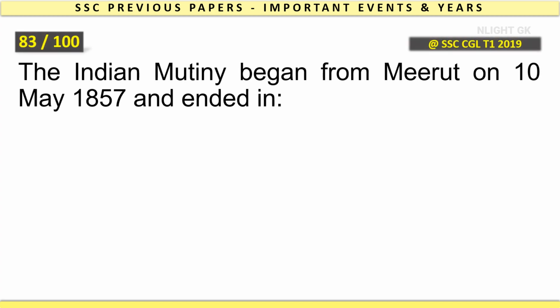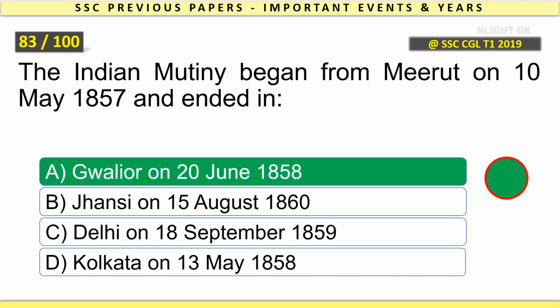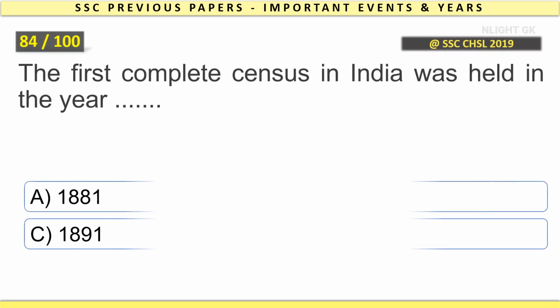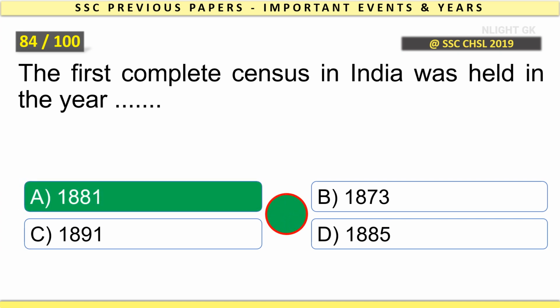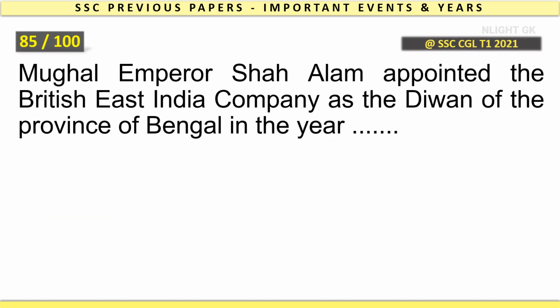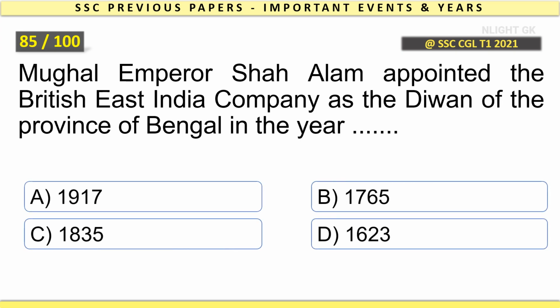The Indian Mutiny began from Meerut on 10th May 1857 and ended in? In Gwalior on 20th June 1858. The first complete census in India was held in the year? In 1881.